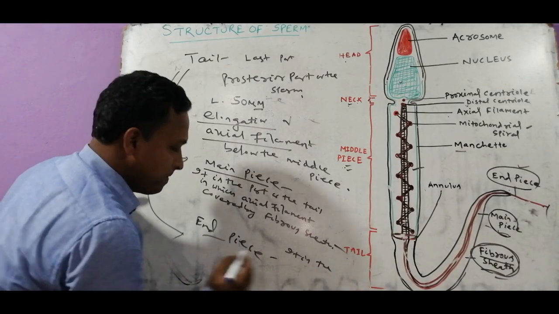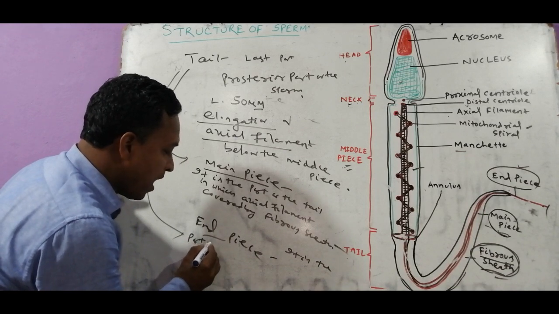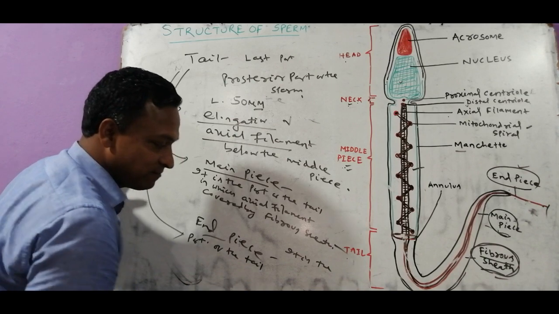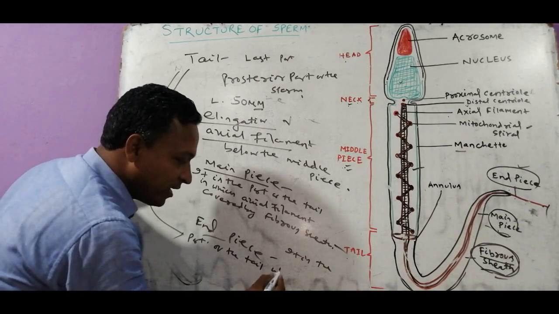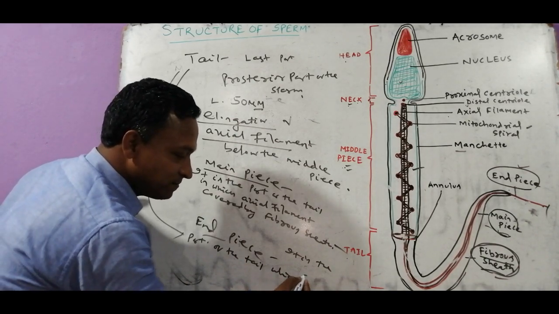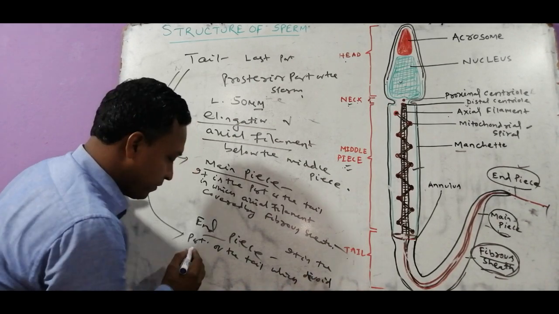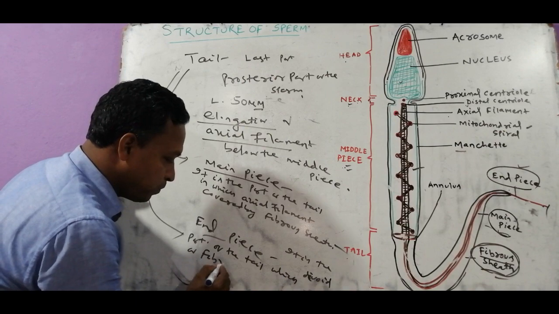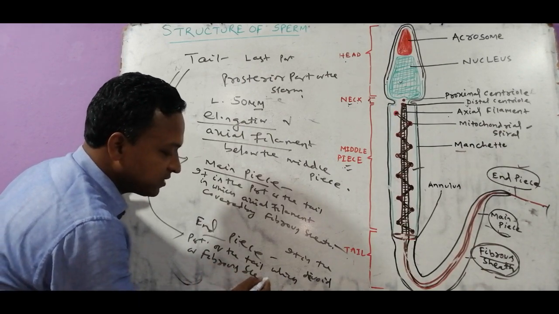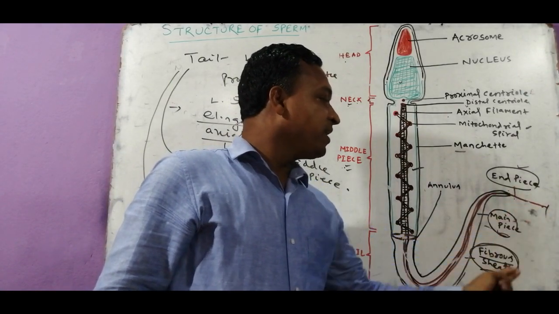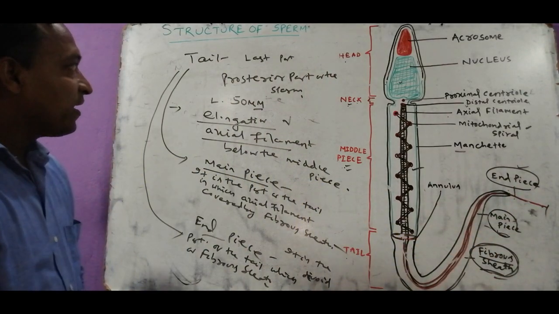The end piece is the part of the tail which is devoid of the fibrous sheath. Try to guess, my dear.